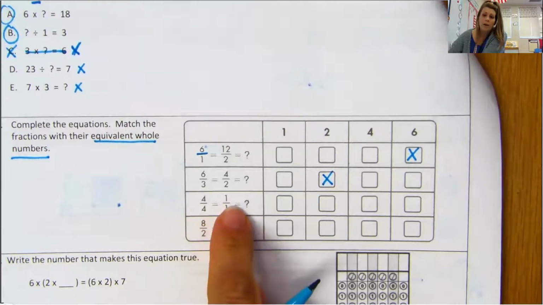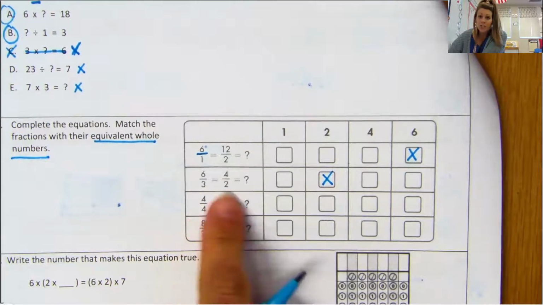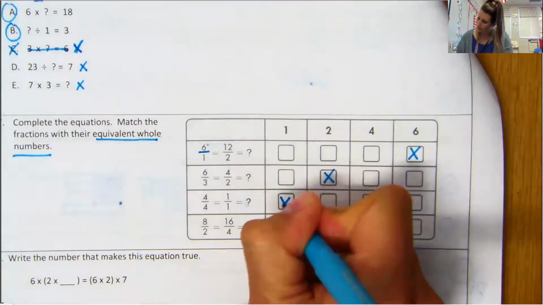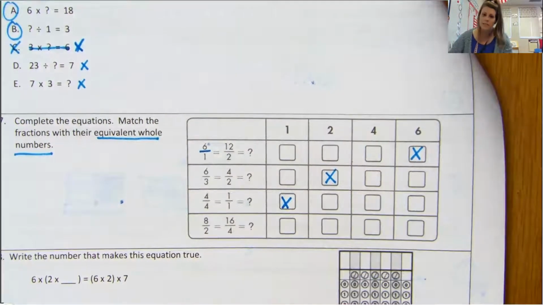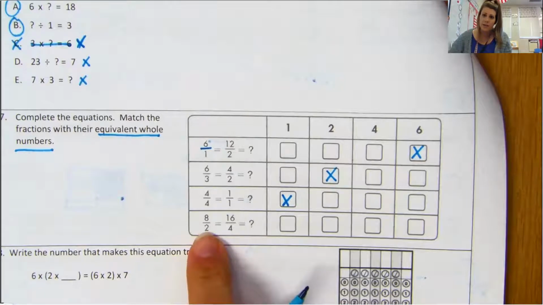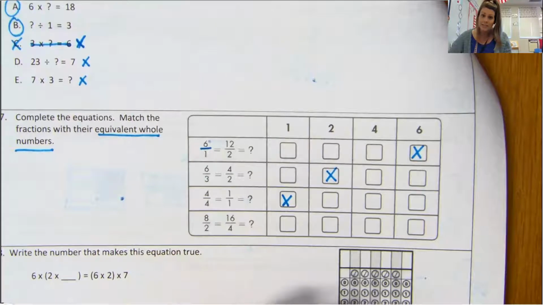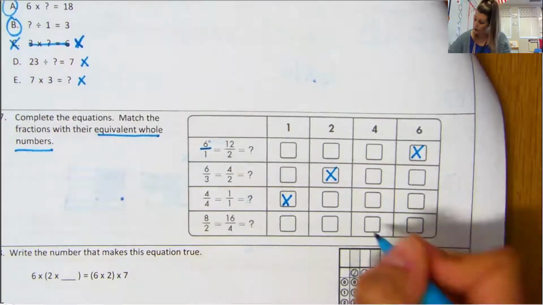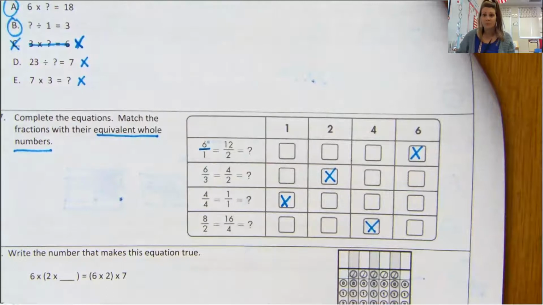What about 4 divided by 4? 1 divided by 1. Or when we see a fraction that has the same numerator and the same denominator, right away our brain says that it is equal to what? 1 whole. Okay? And then what's the last one? 8 divided by 2, or 2 times what equals 8? 16 divided by 4, or 4 times what equals 16? You should have gotten 4.